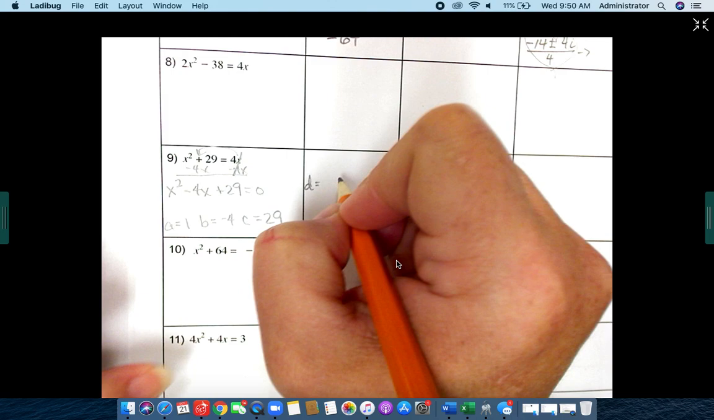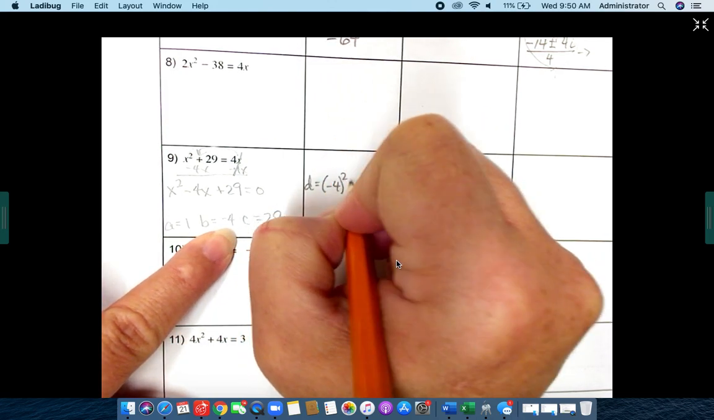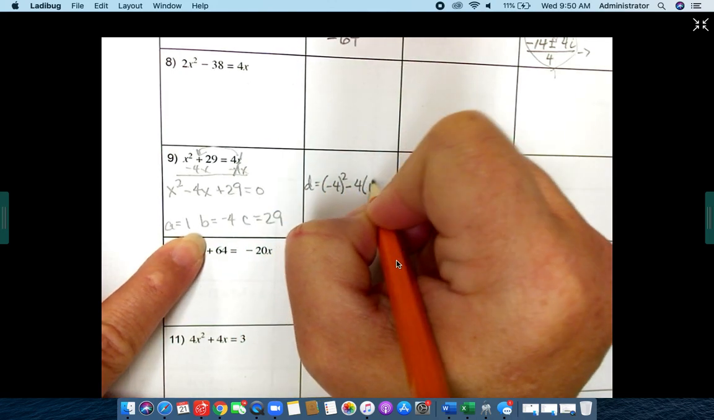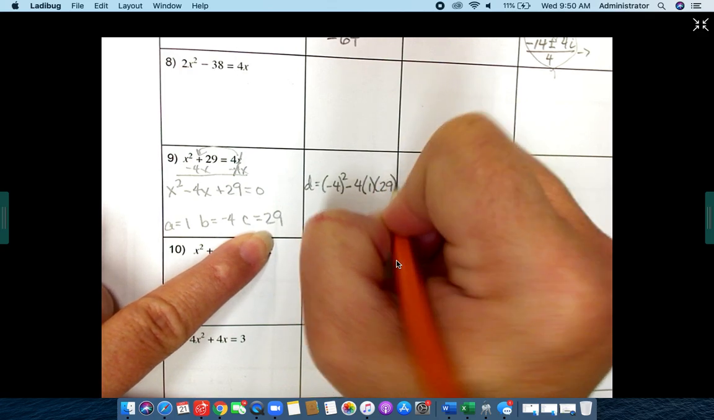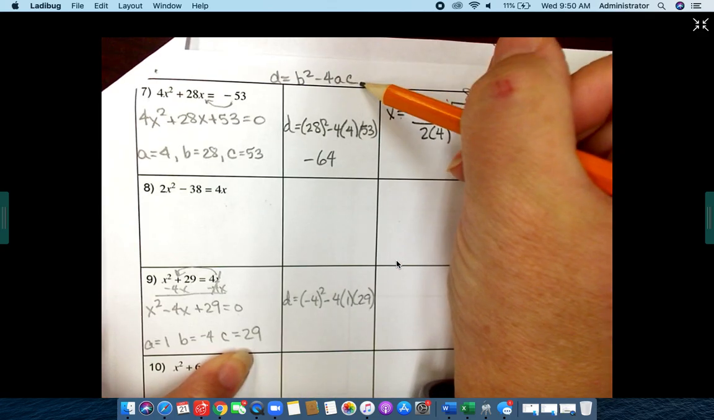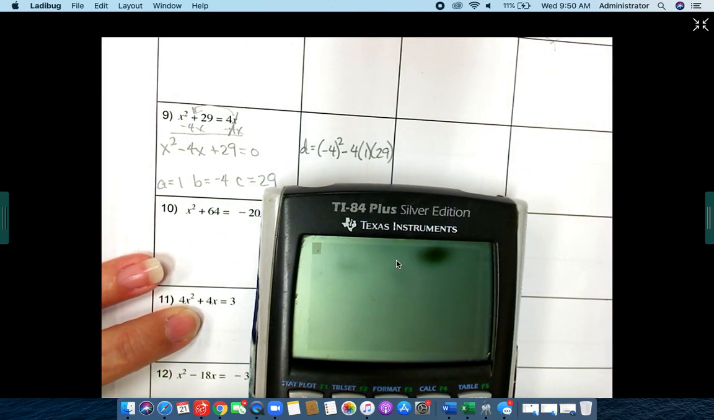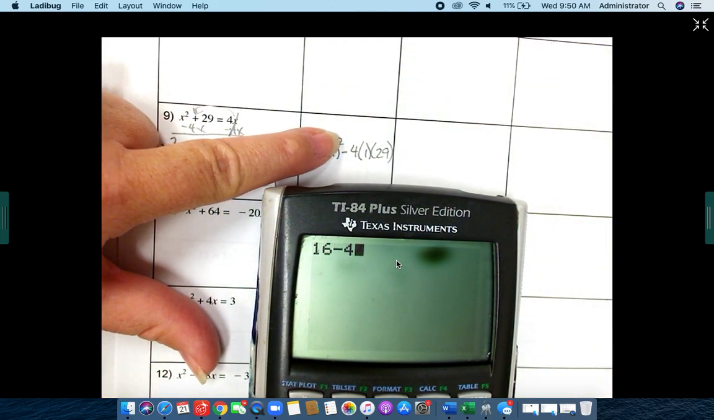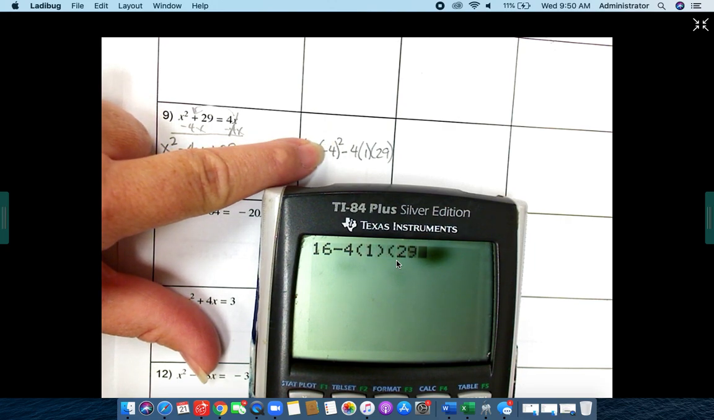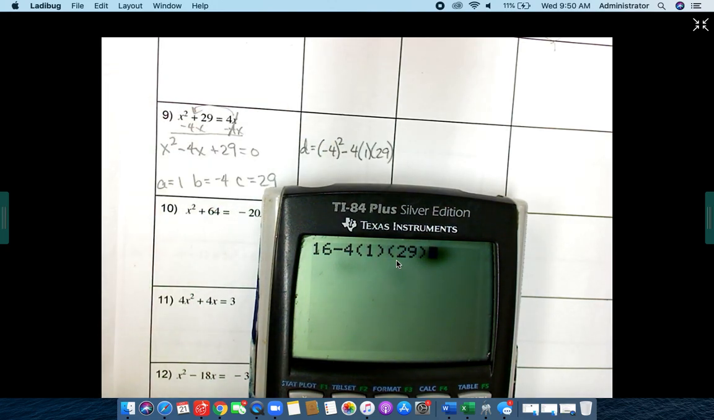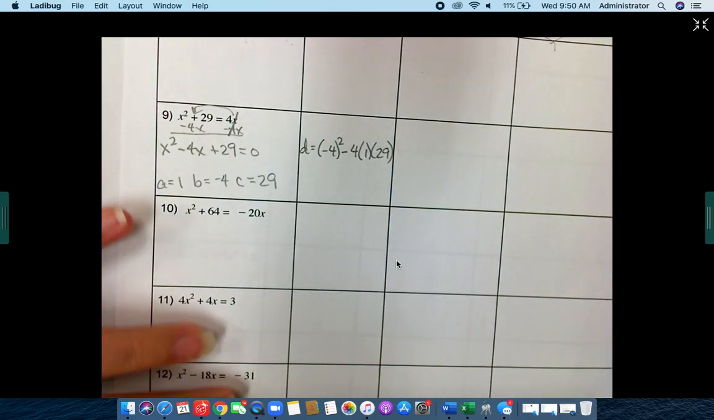For my discriminant, negative 4 squared minus 4 times 1 times 29. And again, I'm just plugging it into that b squared minus 4ac formula. So remember, I told you if you can go ahead and square this in your head, cool. So that's negative 100 this time.